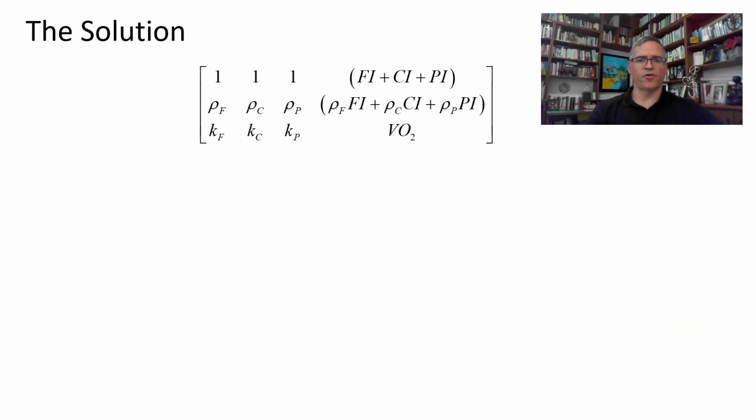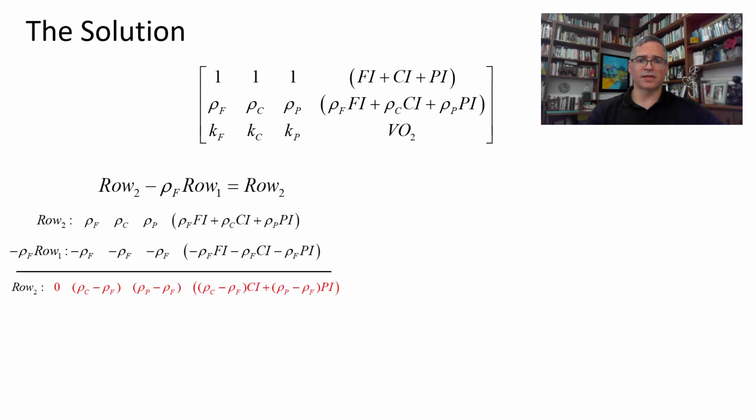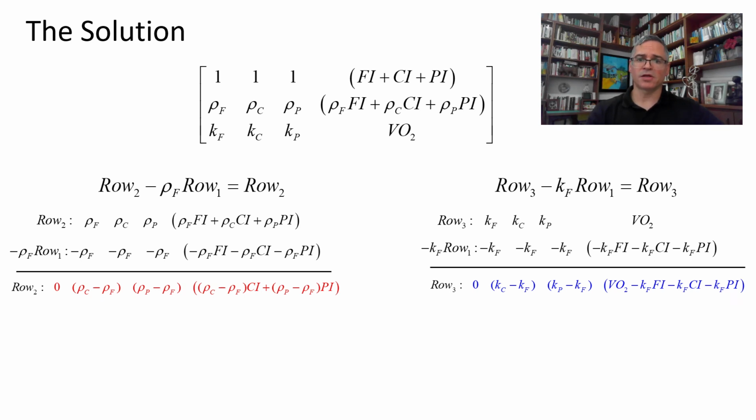Next, I want to perform row operations in order to generate zeros below the one in the first column of the matrix. First, I subtract row 1 times the fat energy density from row 2, and the result becomes the new row 2 shown in red. Second, I subtract row 1 times Kf from row 3, and the result becomes the new row 3 shown in blue. Thus, the new matrix becomes.